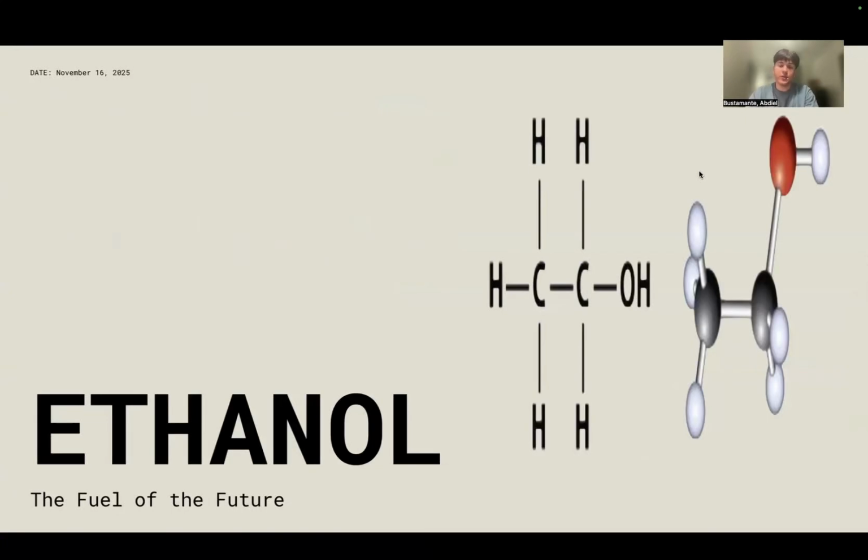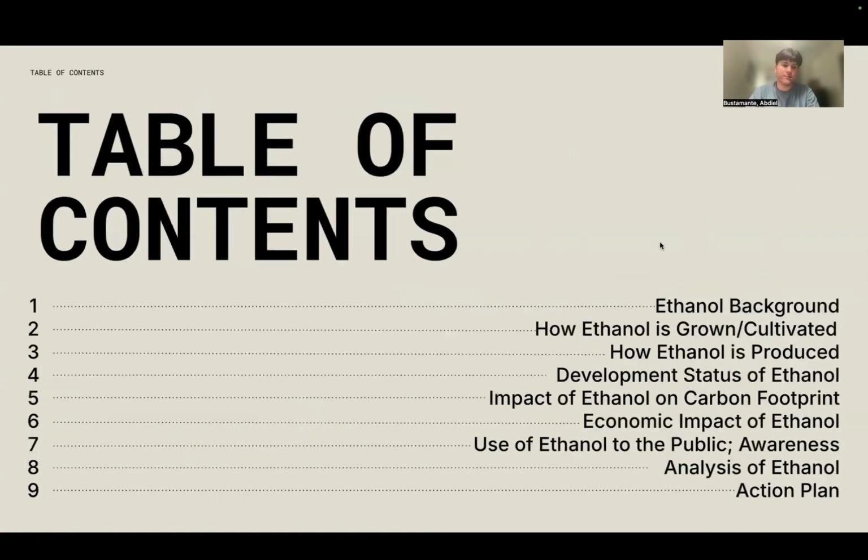Ethanol, the fuel of the future. On the right side of the screen, we have ethanol's Lewis structure, as well as its molecular structure, and we have our table of contents.